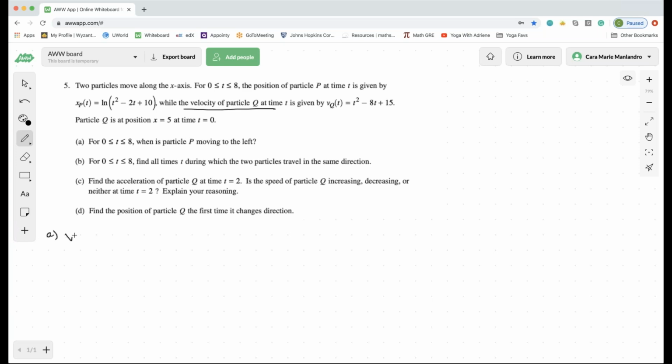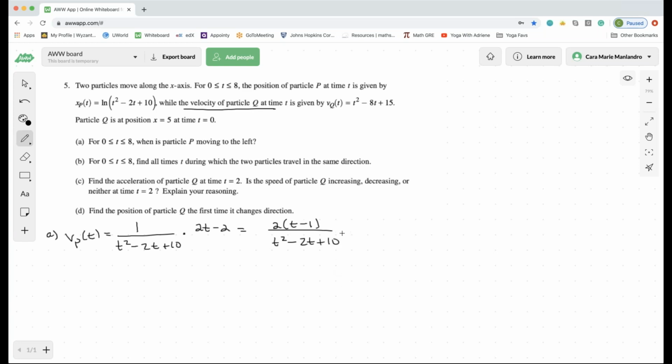All right, so VP. I'm going to find the velocity of this. So what is the derivative of ln? It's 1 over the argument. So t squared minus 2t plus 10 times the derivative of the argument, which is 2t minus 2. All right, so I get 2 times t minus 1 over t squared minus 2t plus 10.